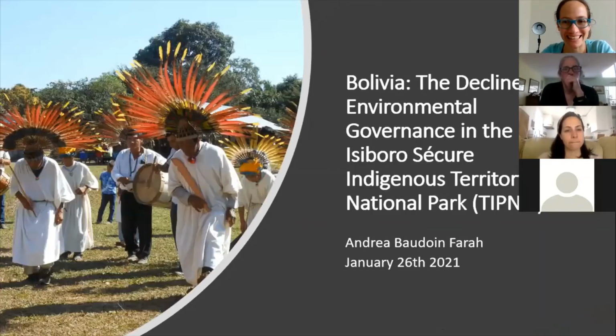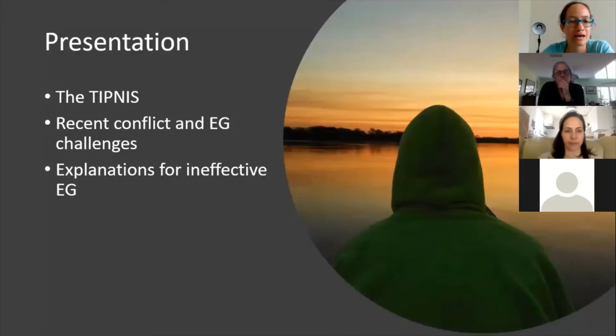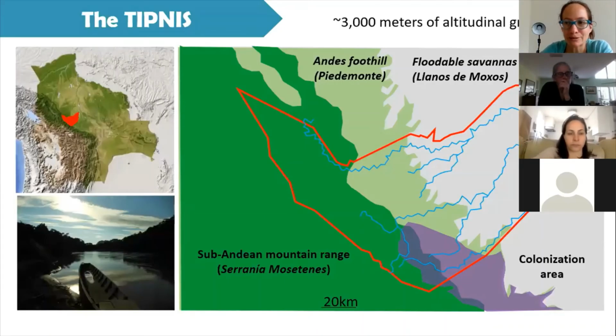So most of you, I think, probably know where the TIPNIS is, but it's located at the very heart of Bolivia. It encompasses 3 different biomes, from the floodable savannas of the Llanos de Mojos, which are in the southern border of the Amazon and are basically a huge wetland, to the Andes foothills and the Subandean mountain range. So you have a 3,000 meter altitudinal gradient in the park, which makes it very biodiverse. And it's the territory of 3 different indigenous groups who have been living there for a long time, but through complicated patterns of migration, they ended up coexisting in a multi-ethnic area pretty much because it is the last refuge for them to reproduce their culture in that region.